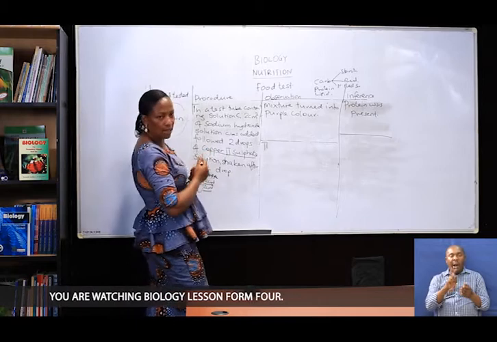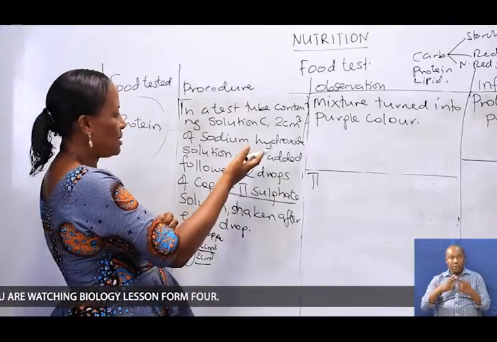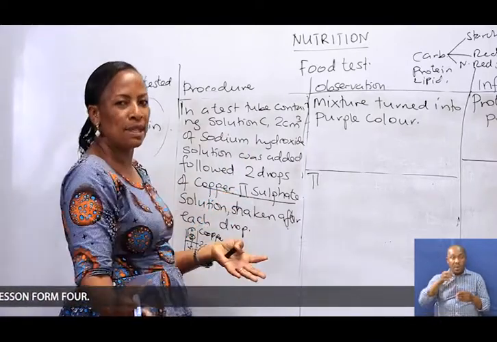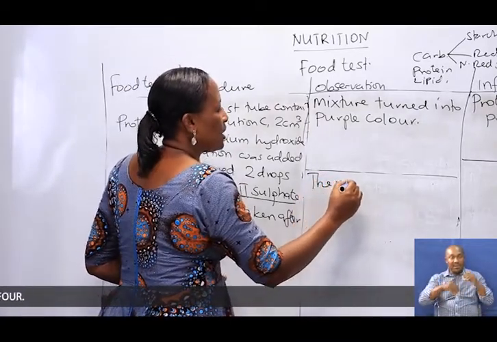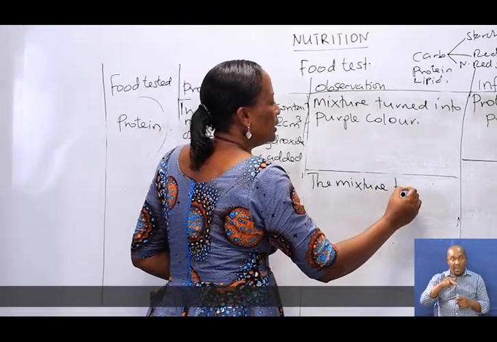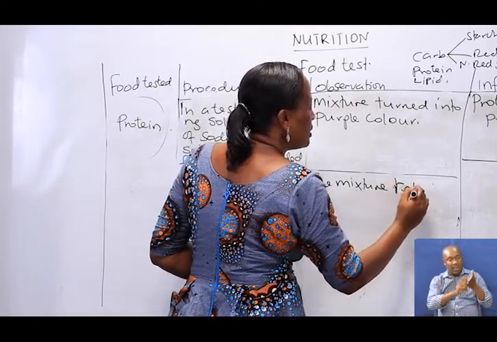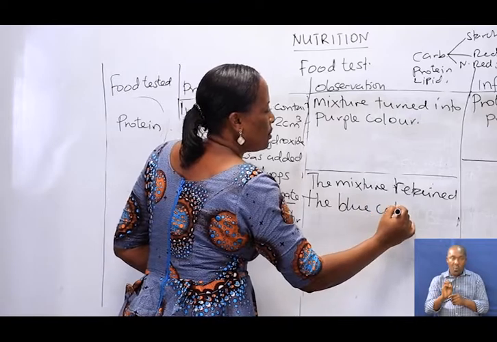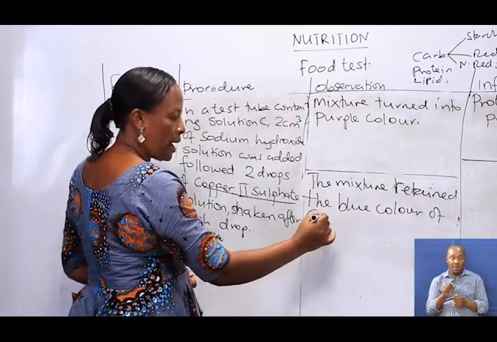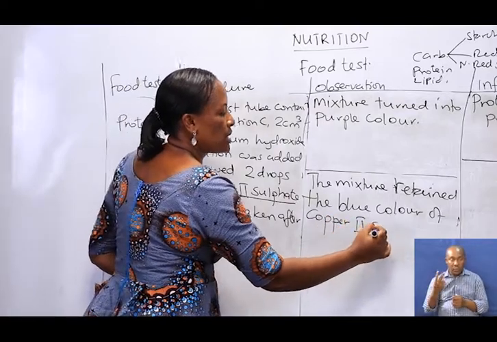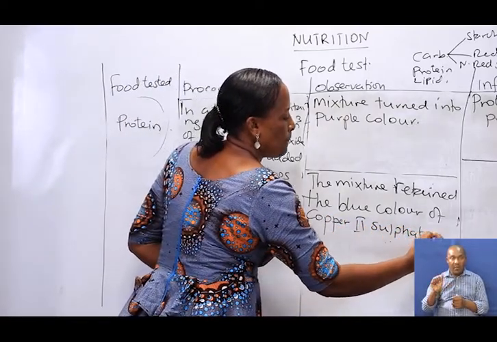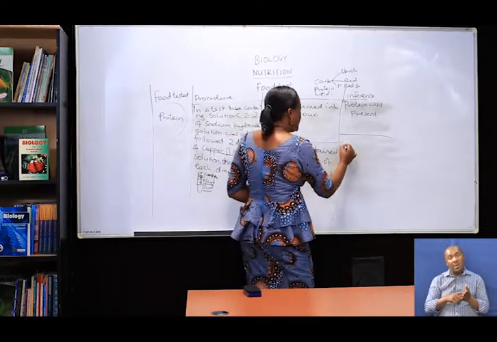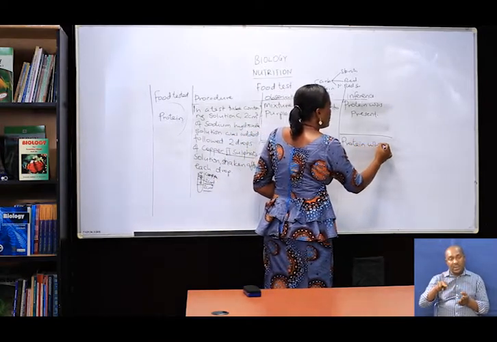And if there were no components of protein in the solution provided, the color of copper 2 sulfate solution is blue, and this sodium hydroxide is just colorless. Therefore, the color of copper 2 sulfate solution will dominate the mixture. So the mixture retained the blue color of copper 2 sulfate solution. This implies protein was absent.